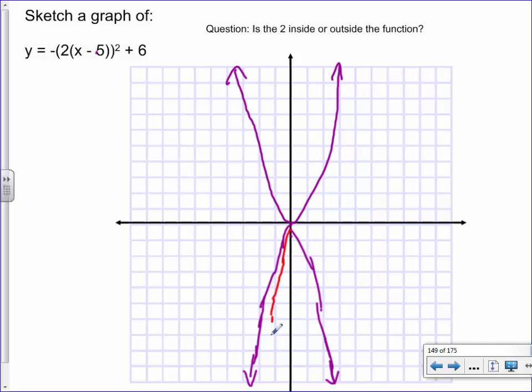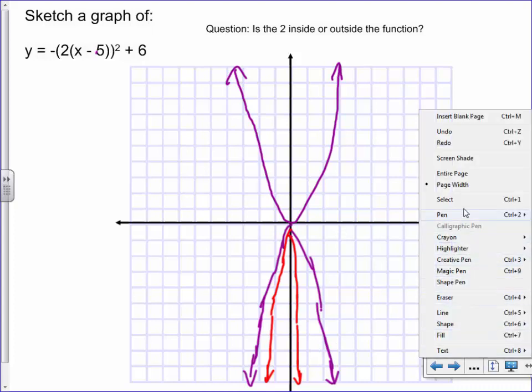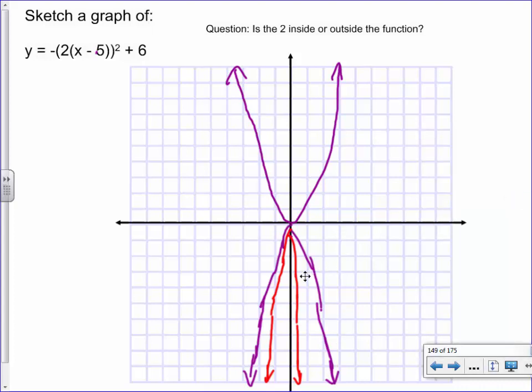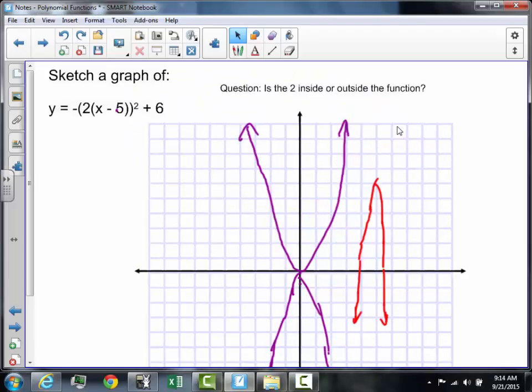So then the 2 would squish everybody in. And then last step, it now needs to be moved over 5 and up 6. So hopefully we're going to get a graph that looks something like this. It'll be an upside down, squished in, slid up and over parabola. Does that make sense? Let's graph it then if you haven't already.